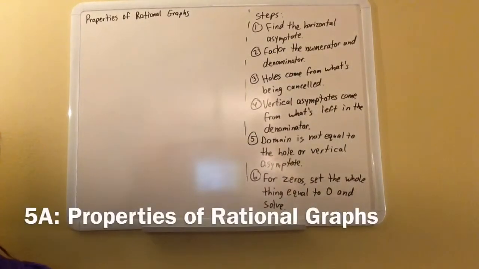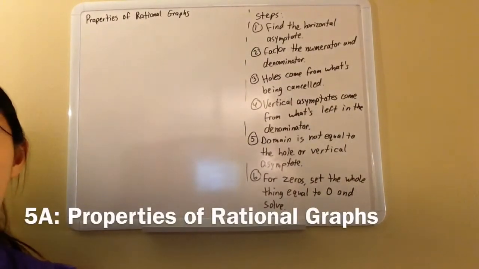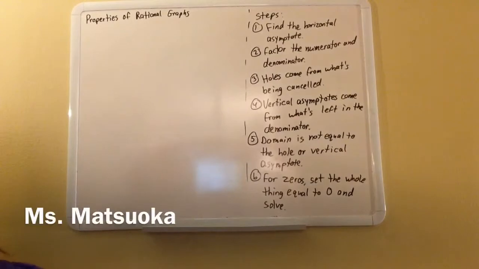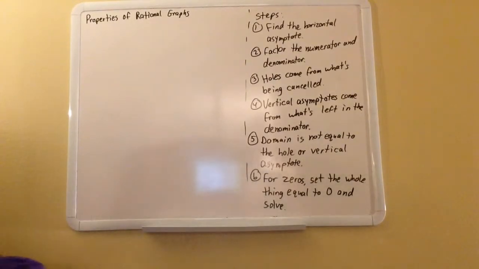Hi, I'm Ms. Matsuoka, and I'm going to teach you how to find different properties of rational graphs. We have properties like the horizontal asymptote, the holes, vertical asymptotes, domain, and zeros. Those are the things that we're going to be focusing on.